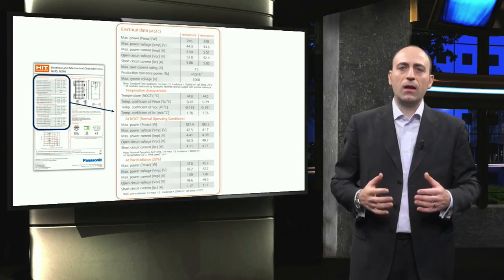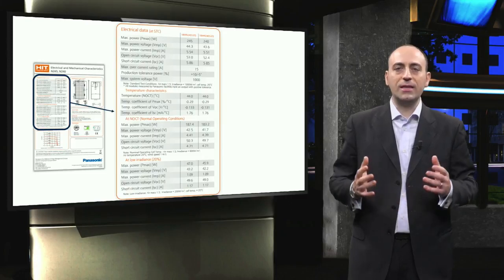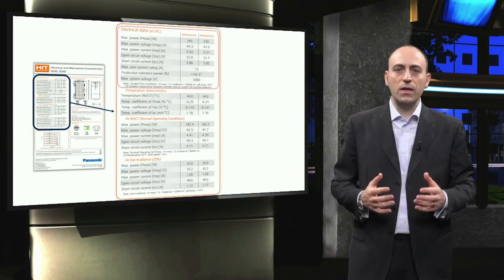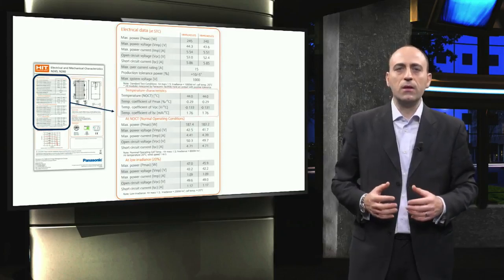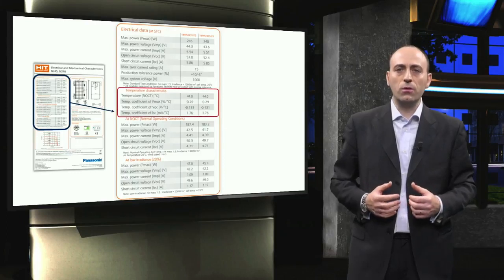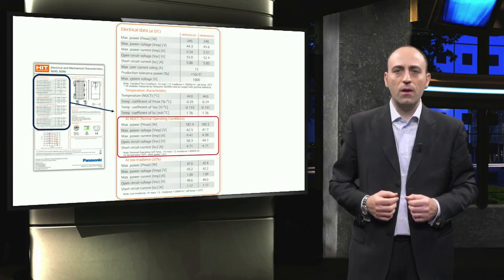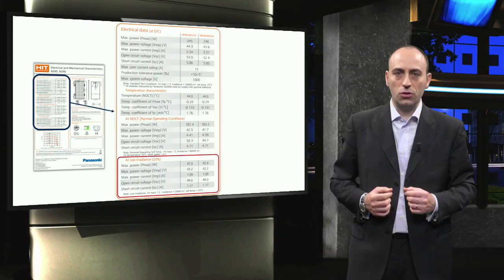Finally, let's take a look at perhaps the most important part of the datasheet, the electrical data. These are organized into 4 groups. The first table provides the properties at standard test conditions. Next, the temperature characteristics are shown, followed by the module properties at normal operating conditions. Finally, the module performance under low irradiance conditions is shown.